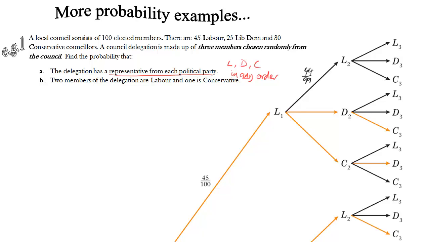So there are now 99 people to choose from when we choose the next person. Hence, if we've gone up this first branch, so we've chosen a Labour person first, there'll only be 44 rather than 45 Labour candidates left. So 44 out of 99. But for Lib Dems and Conservatives, there are still 25 and 30 of those respectively. So 25 99ths and 30 99ths. And then we split again because we choose the third one. There are only 98 people to choose from. And we can still do this.